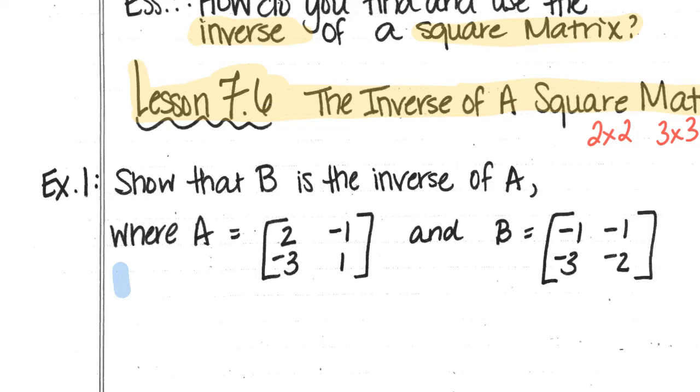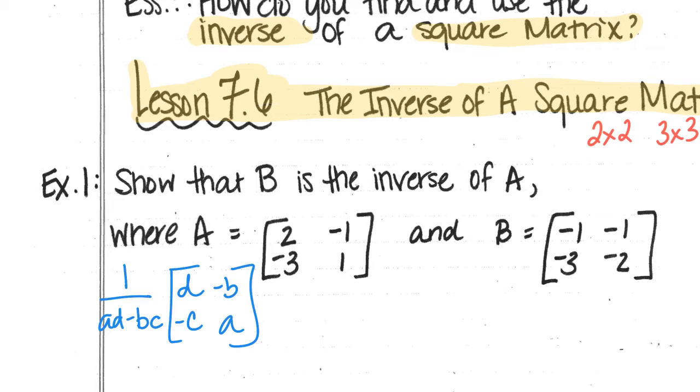And the way that we're going to do that is we are going to take 1 over AD minus BC, but we are changing what it looks like. So typically, our inverse will be in the form A, B, C, D. But when we do the inverse, notice that the D and the A are switching, and the B and the C are just becoming negatives.